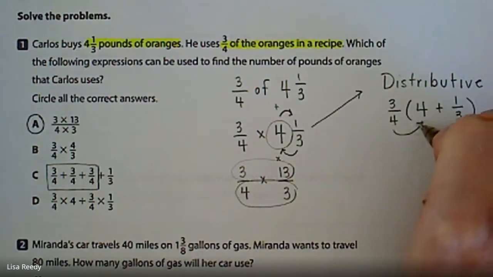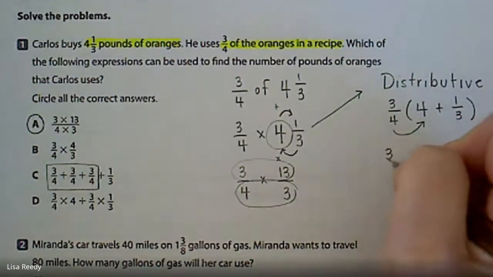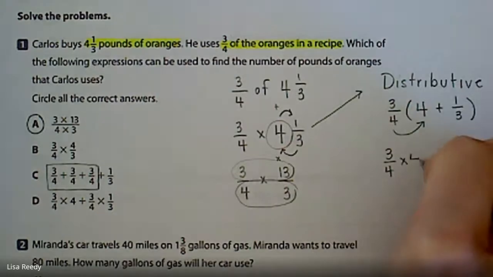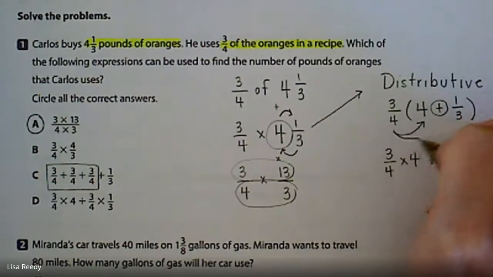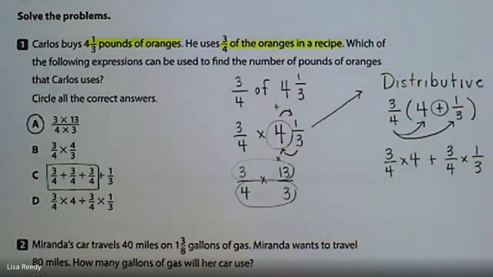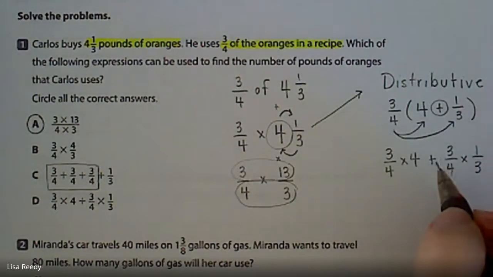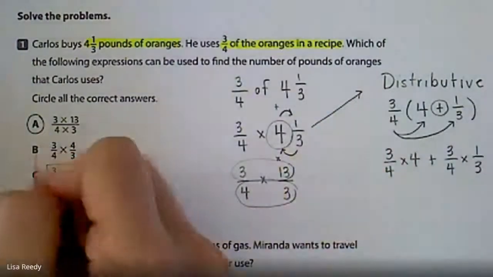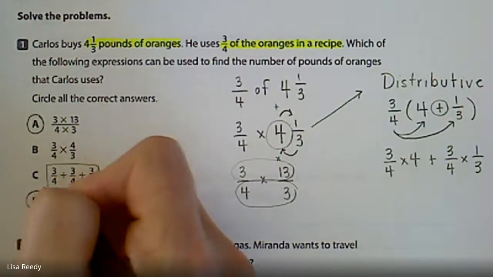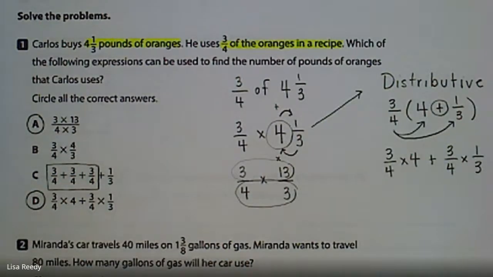So this would be 3/4 times 4. You could write it like that, 3/4 times 4. And then there's a plus in the middle, so we would put a plus right here. And then you have to distribute to everything in the parentheses, so then that would be 3/4 times 1/3. And if you look at choice D, that is actually what choice D says. That is solving this problem using the distributive property. So D is an option for the problem. Okay?